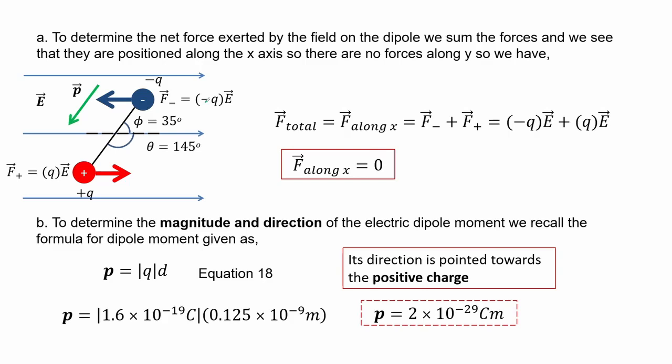For letter A, to determine the net force exerted by the field on the dipole, we sum the forces and we see that they are positioned along the x-axis, so there are no forces along y, so they cancel each other and result to 0. For letter B, to determine the magnitude and direction of the electric dipole moment, we recall the formula for dipole moment given in equation 18. We see that it is about 2 times 10 to the power of negative 29 coulomb meter. Its direction is pointed towards the positive charge.